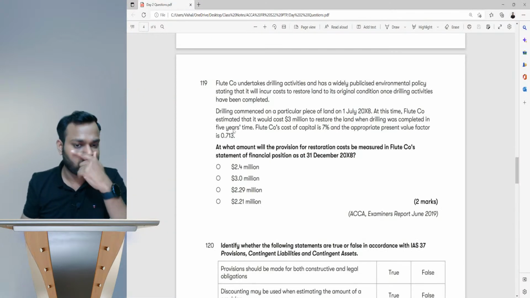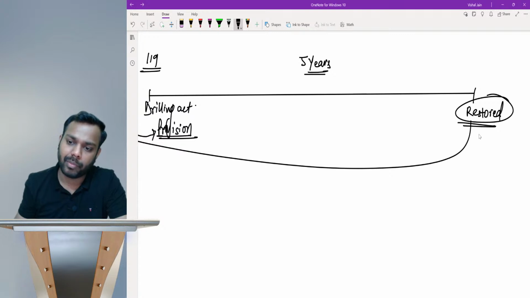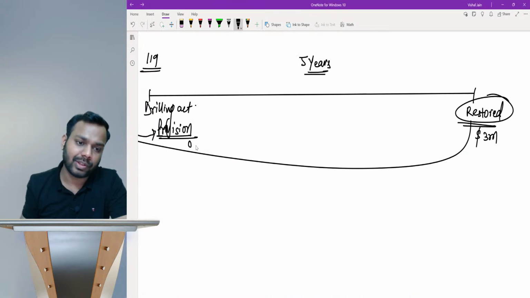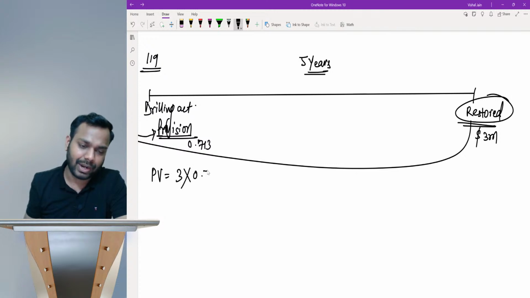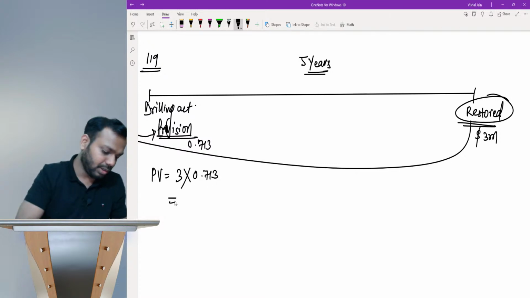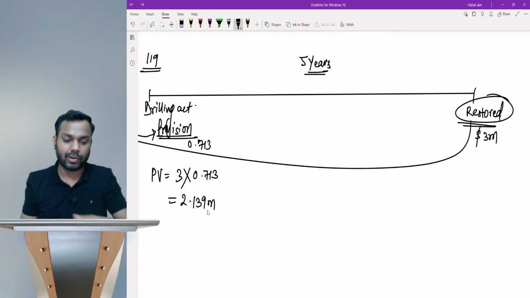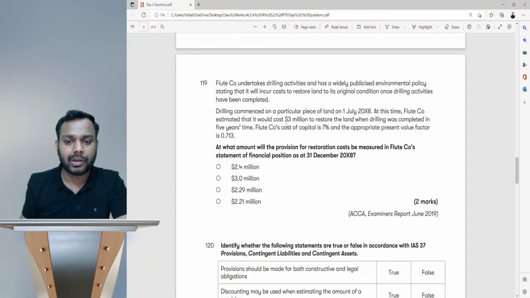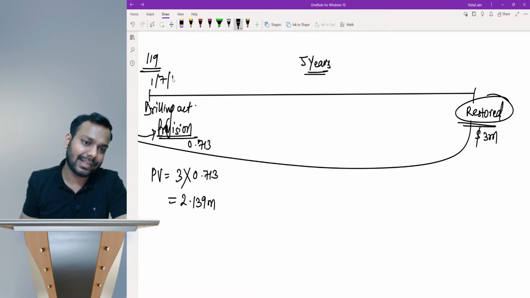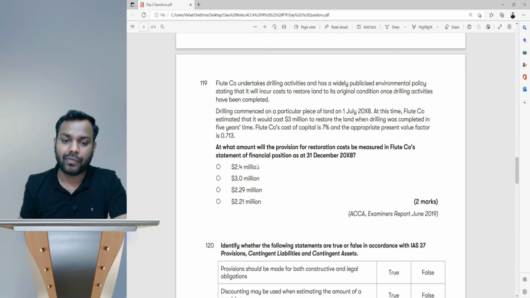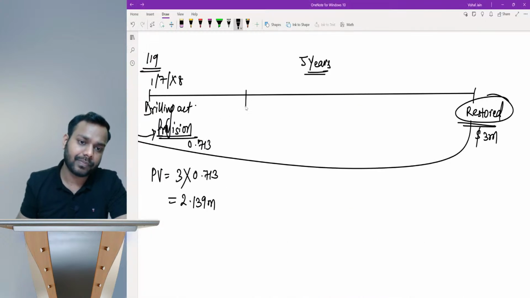Now, what is the cost it will incur? $3 million will be incurred. Now, what is the present value? At the rate of 0.713, what is the present value? It is 3 multiplied by 0.713 is equal to 2.139 million. What is the question asking for? This has been entered on 1st July X8. At what amount will the provision for restoration costs be measured in Fluid Company statement of financial position as at 31st December X8?